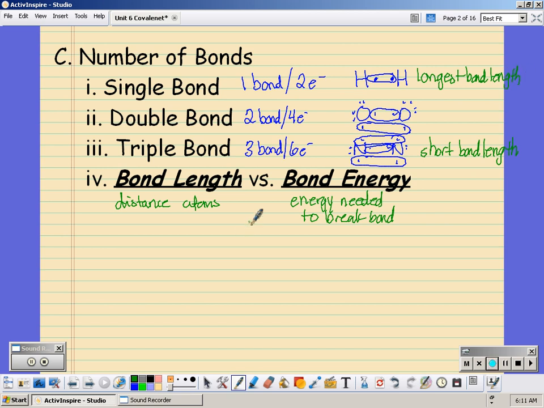Bond energy is the energy needed to break the bond. So the more bonds, more connections you have between the 2 atoms, the harder it is going to be to separate those atoms. So nitrogen, with the shortest bond length, has the highest bond energy. The one with the longest bond length would then have the lowest bond energy because you have less connections between the 2 atoms.